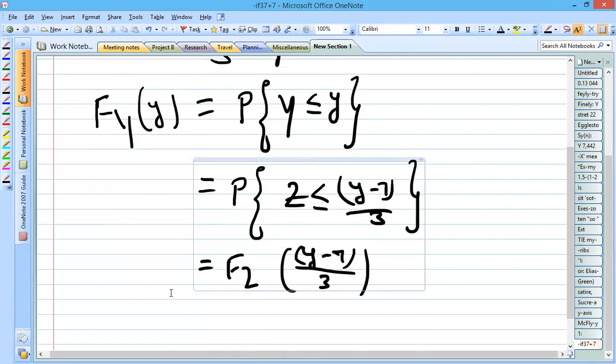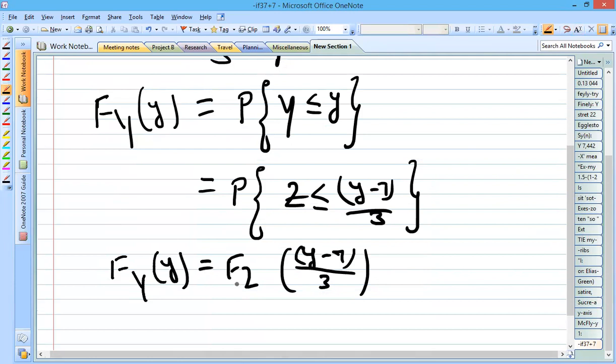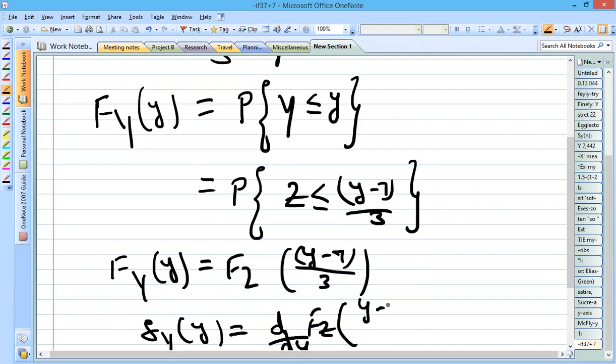So here you can see that FY of y, that is the CDF of the random variable y, can be obtained from the CDF of the random variable z, that is FZ of (y minus 7) by 3. Now, as we know, using the CDF we can generate the PDF. So here, FY of y can be obtained by taking the differentiation of the function FZ of (y minus 7) divided by 3 with respect to y.